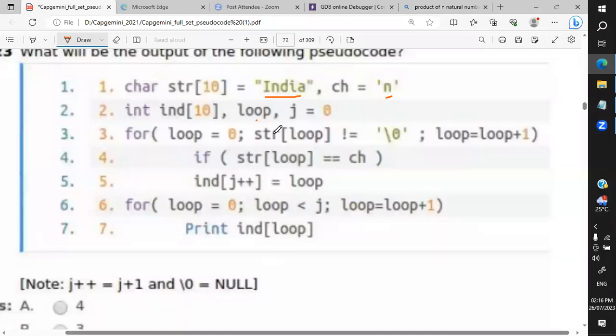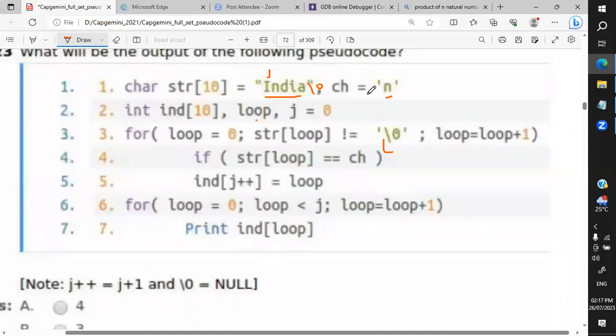Now loop variable equal to 0, str of loop not equal to null. Null is the null character, right? In C language, we end a string with the null character. That means after India, after A, it will store null. I hope you know that. Now, as it is not null, it enters inside. str of 0, is it equal to ch? I equal to N?